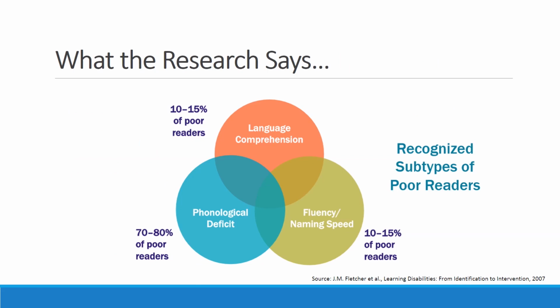Speaking of deficits, notice on this slide a representation of subgroups of poor readers. Although these circles are equal in size, pay close attention to the percentages of poor readers represented by each circle. 70 to 80% of poor readers have trouble with skilled reading that originates with weaknesses in phonological processing. Think about the implications of this slide, and you will realize just how important phonological awareness is, not only for beginning readers, but also for our struggling older students as well.